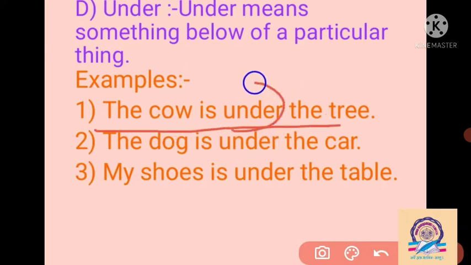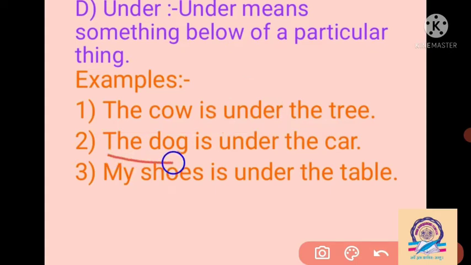The cow is here under the tree. Then the dog is under the car. So the car is upper and the dog is under the car, but it is not touched here. So we have to use under here.